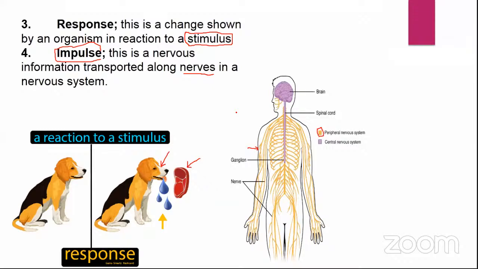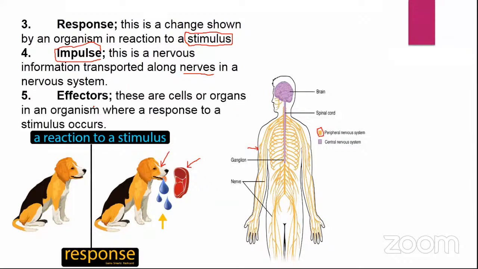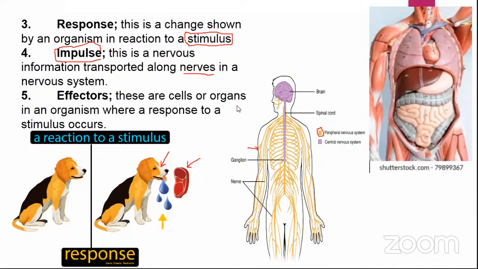Then another term that we shall be looking at is effectors. Effectors are cells or organs in an organism where a response to a stimulus occurs. And most of these are normally body organs, because we have a heart. That's one of the organs. We have lungs. Now, these are going to be found in your chest.